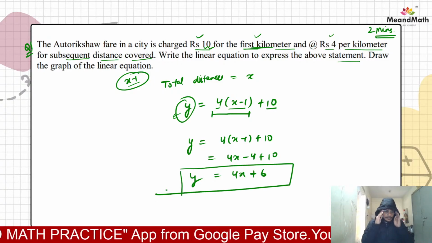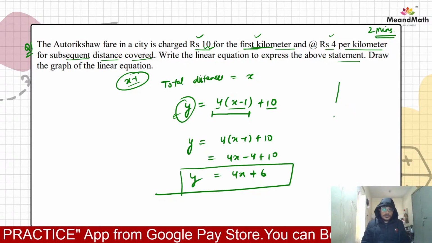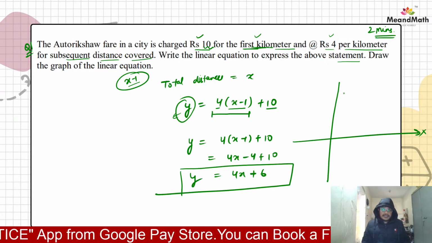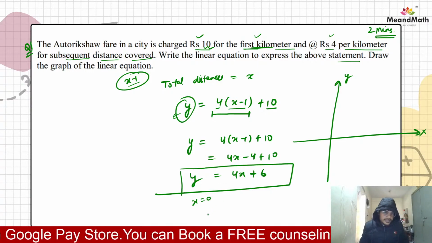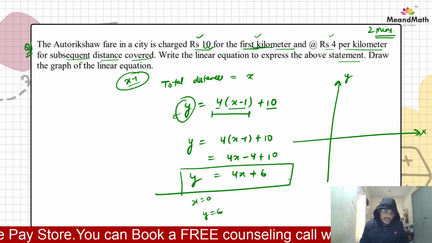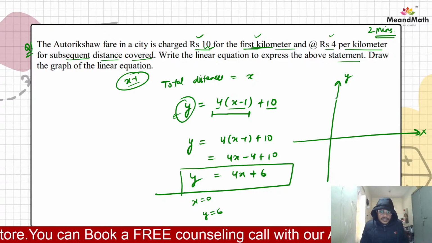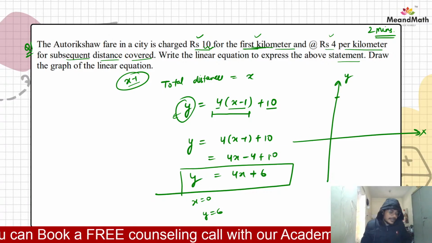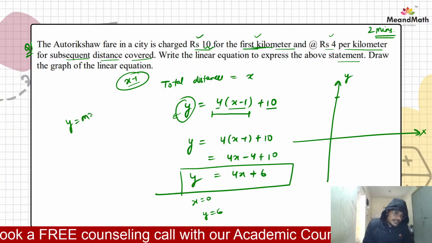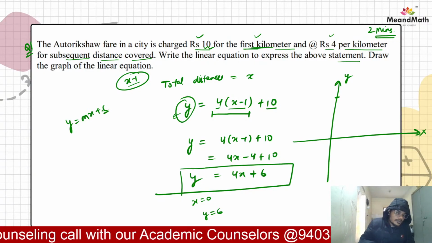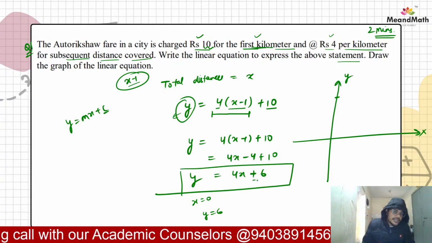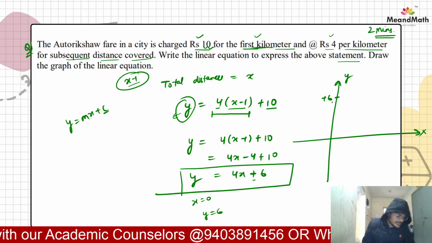Is this right? Now, how would you plot this? Let's say this is x, this is y. So first of all, put x equal to 0. So what is the y value? Y value should be 6. So where is 0 and 6? 0, comma 6 should be somewhere around here. And I have told you, this mx plus c, this c represents the intercept on the y-axis, and c is positive here, plus 6.